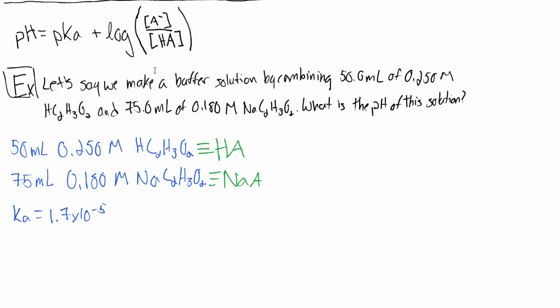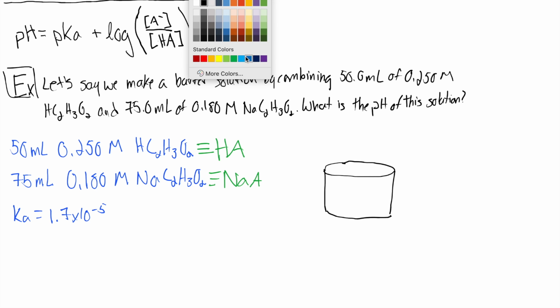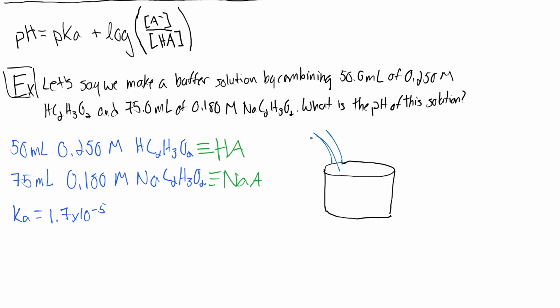Well, what we're actually doing is we've got a beaker, a very short beaker, and we're adding in the acetic acid, and then we're adding in the sodium acetate. So in the beaker, we're going to have a solution that is a new volume. And what's that volume going to be? It's going to be 125 milliliters because we have 50 milliliters of this and 75 milliliters of this. So we actually can't just use these initial concentrations.